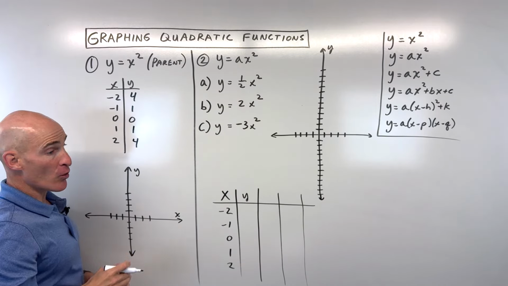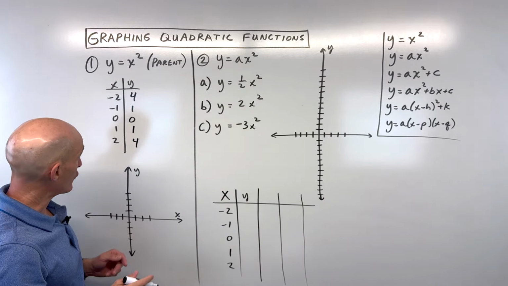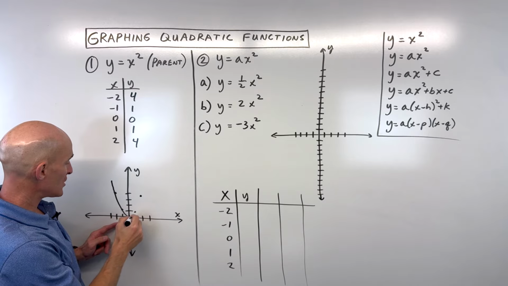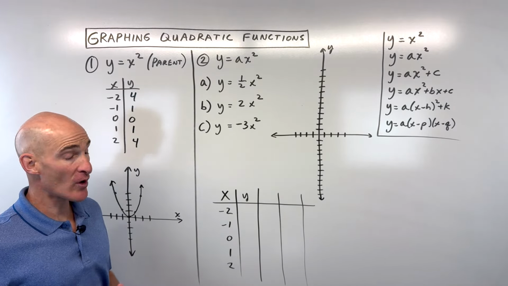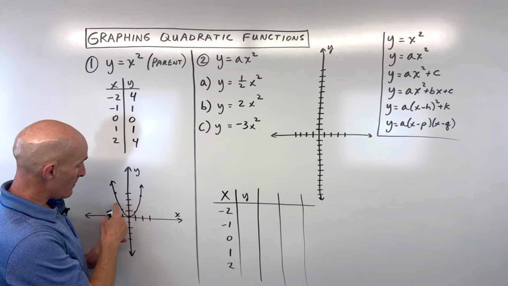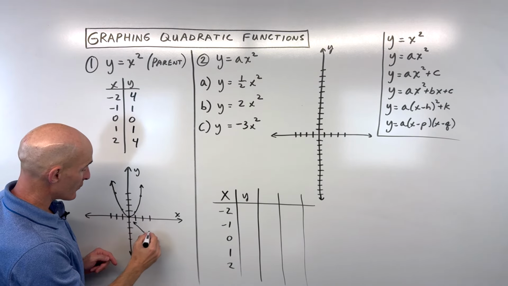Now, if we plot these coordinates on our graph, let's see what this looks like. So left 2, up 4. Left 1, up 1. 0, 0, 1, 1, 2, 4. We get this nice U-shaped graph, which we call a parabola. Now, the key features of this graph are this point right here where it bends. That's referred to as the vertex.